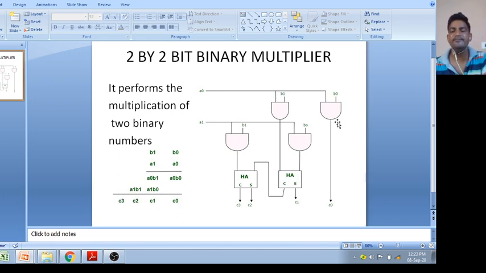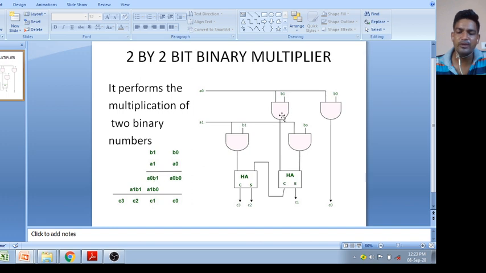And how do we implement the circuit? There are four AND terms: A0 B0, A0 B1, A1 B1, A1 B0. Take 4 AND gates, it will give A0 B0. This is the final result, the LSB of the resultant multiplier, so it will give C0 directly. Next, this bit, A1 B0, this is A1 B0 and this is A0 B1.